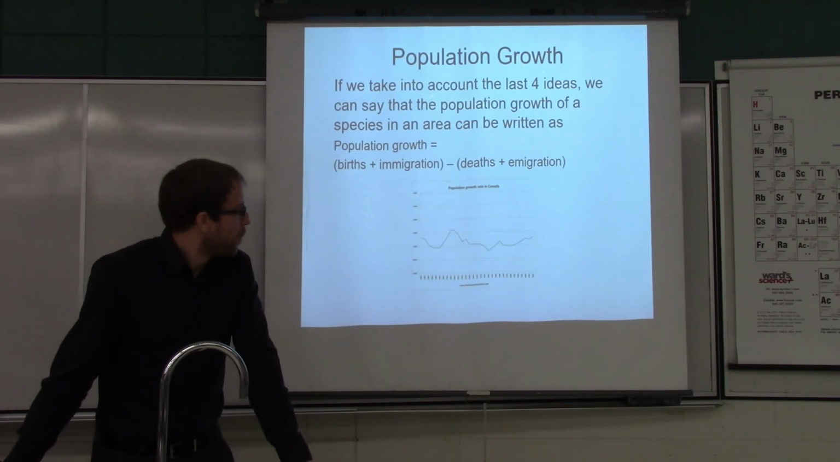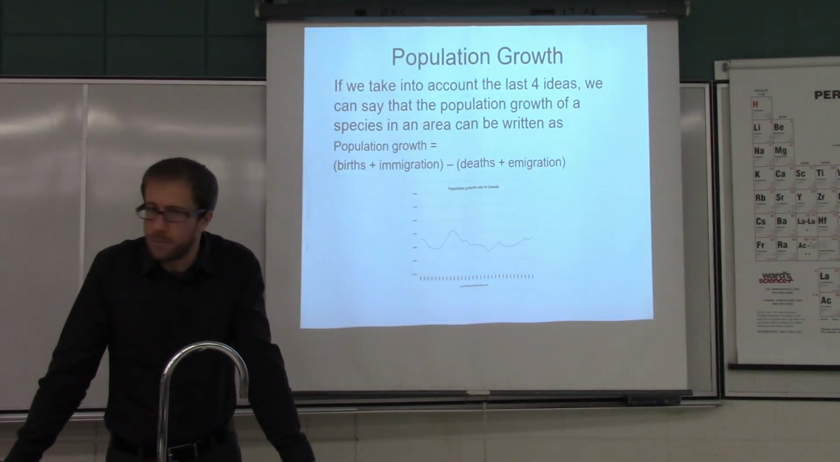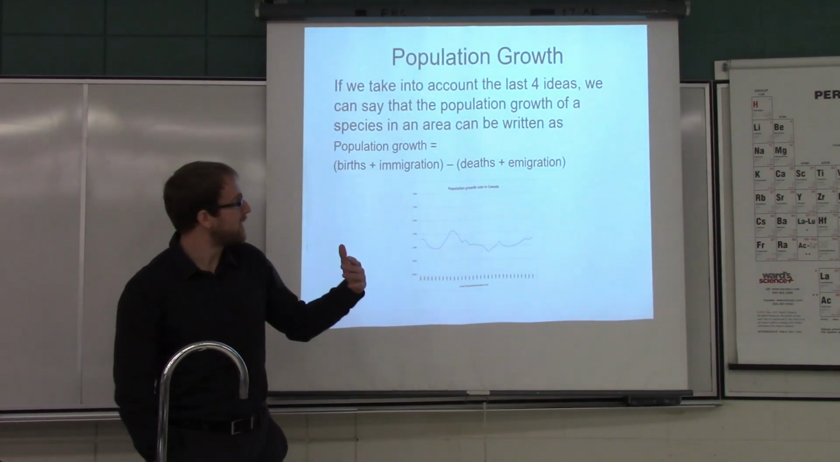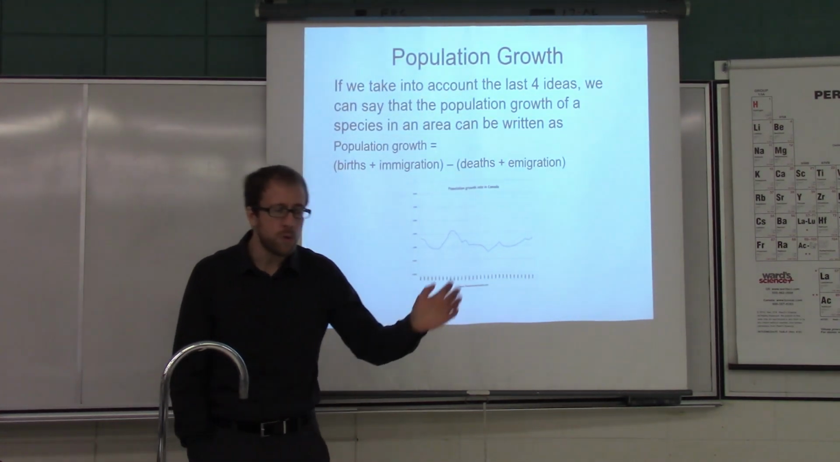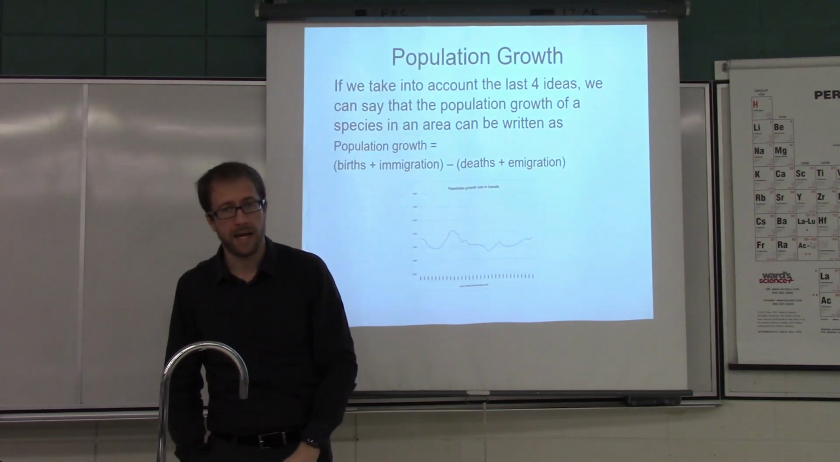Now, population growth is the combination of all of these factors, right? It's going to be births plus immigration minus deaths and emigration. That'll tell you if your population is going up or going down.